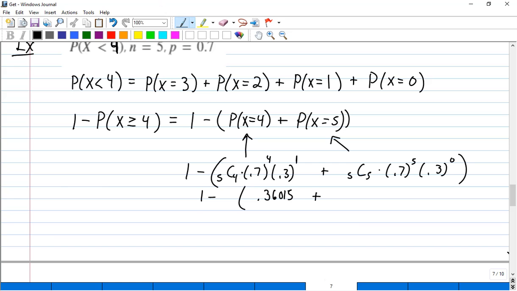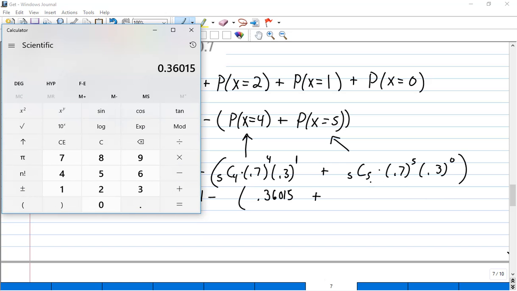Alright, so now I'm going to do the second part. 5c5, well, that's just going to be 1. So that's 1 times 0.7 to the 5th power, and then 0.3 to the 0 power is 1, so I don't have to do anything there. So that's 0.16807.